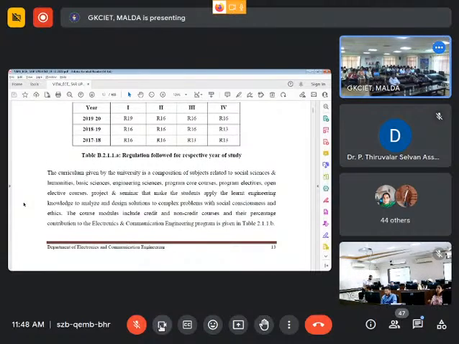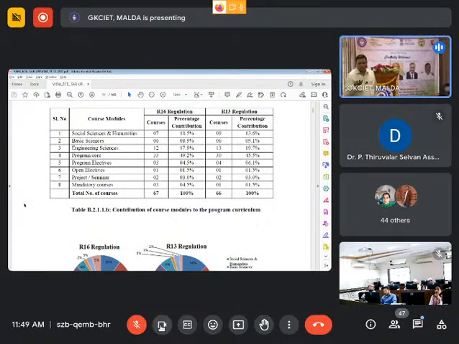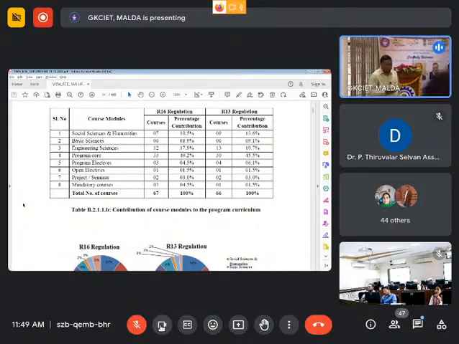Then for regulation 16, the percentage contribution they have calculated, the subject names they have taken into account, and for regulation 13, the percentage contribution, that chart. If you show this type of document, the experts will be really happy. Yes, they have done a meticulous job.